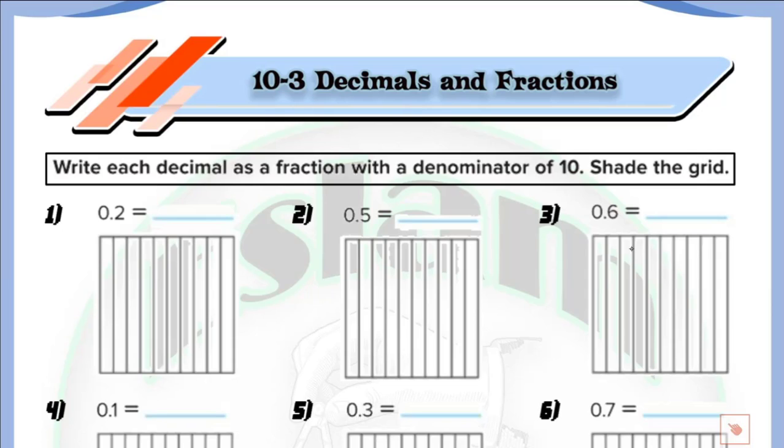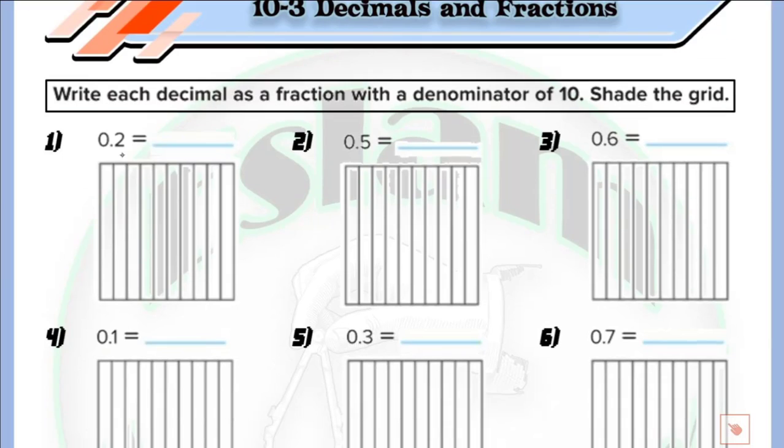The fraction is represented by the numerator and denominator. We can convert from the fraction to the decimal if the denominator equals 10, 100, 1000 and so on. Now in question number 1, we need to write each decimal as a fraction with denominator equal to 10.